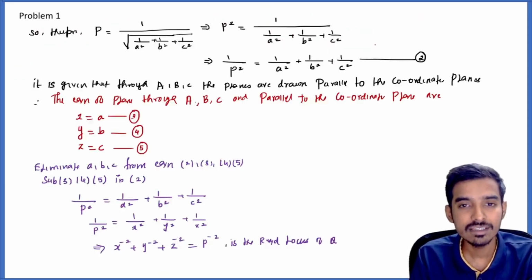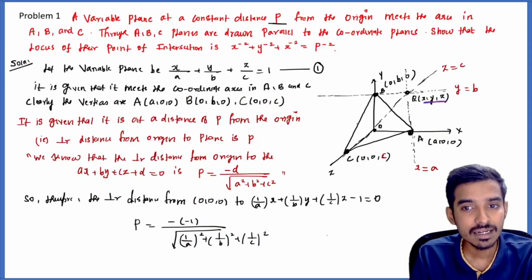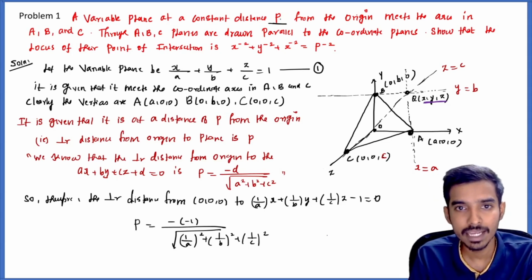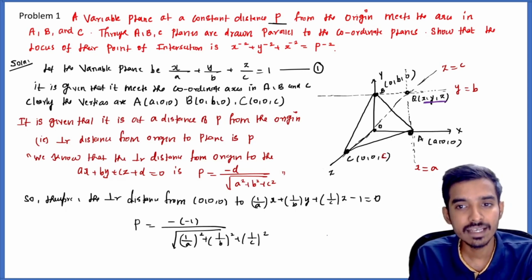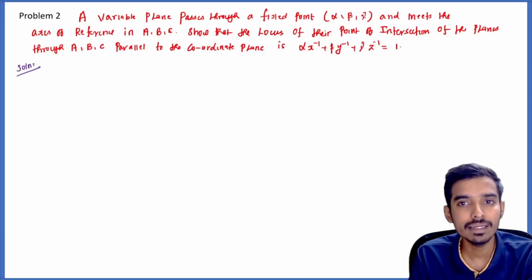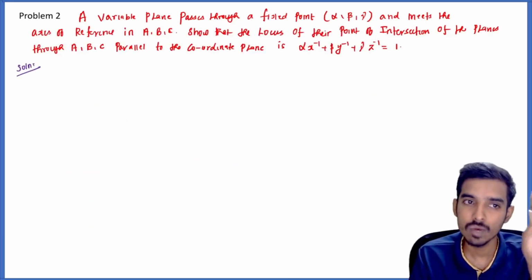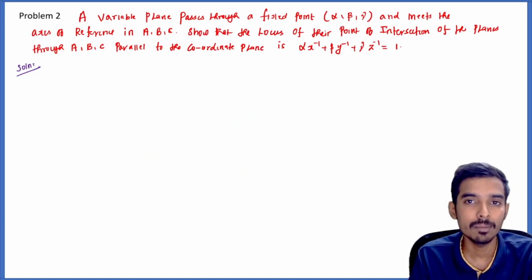Only difference is here, they have said that the distance between the plane and the origin is p. Yes or no? The perpendicular distance between the origin and the plane is p. Instead of this data, here they have said that this plane is passing through the point alpha comma beta comma gamma. That is the only difference between problem 1 and problem 2. Right? Remaining thing, everything is same.